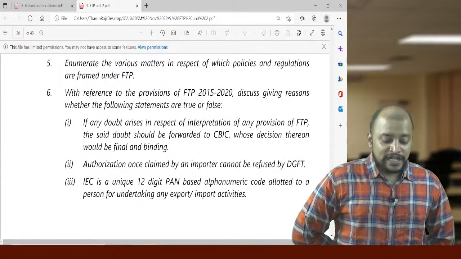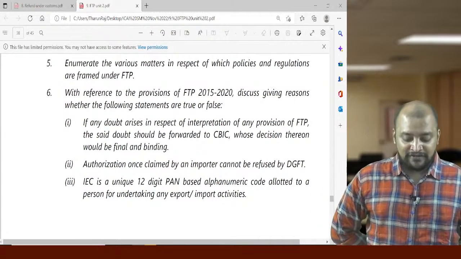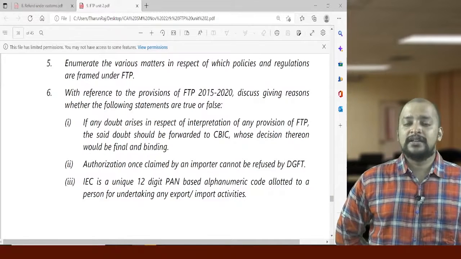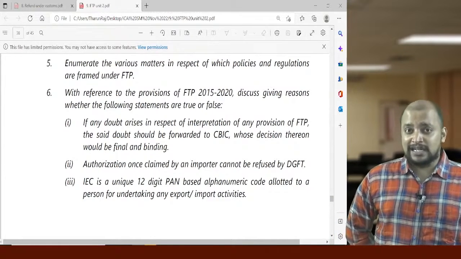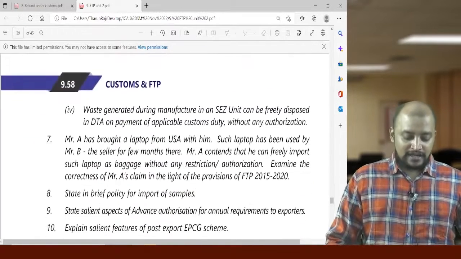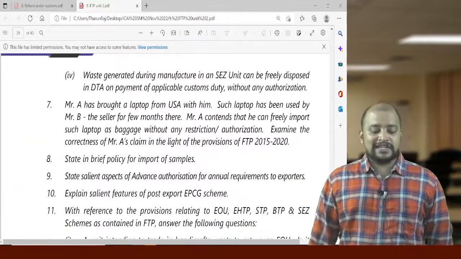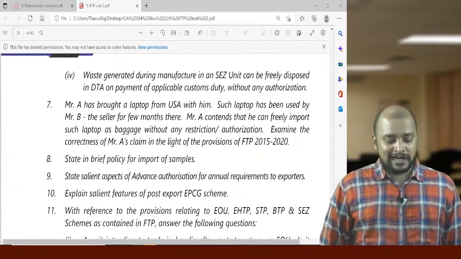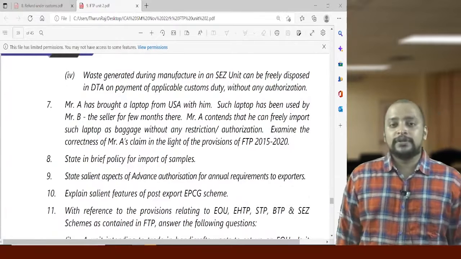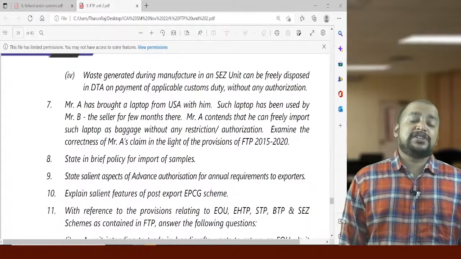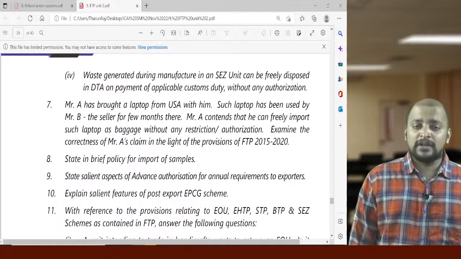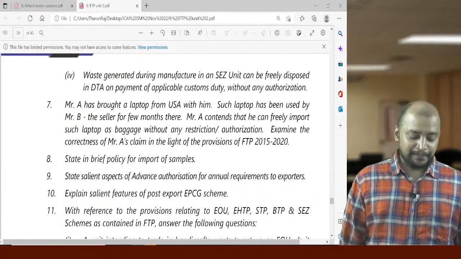IEC is a unique 12-digit permanent account number based alphanumeric code allotted to a person for undertaking any export or import activities. IEC is allotted by DGFT, which is a 10-digit permanent account number itself. Then, waste generated during manufacturing in SEZ can be freely disposed in DTA on payment of applicable customs duty without any authorization. True. So there is no need of any authorization, even though waste and scrap requires authorization. However, customs duty is payable by the person who is purchasing that waste and scrap.